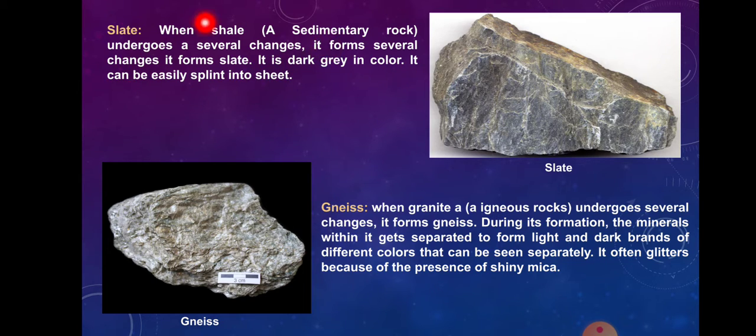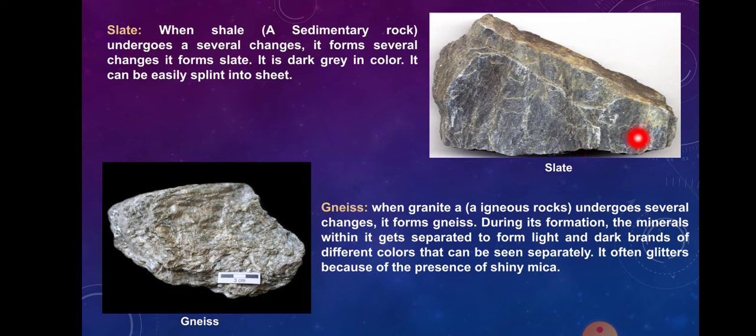Slate is also formed from shale, a sedimentary rock. Shale is formed from the gathering of clay. The fine clay forms many different layers, and from those the shale is formed. When shale undergoes several changes, it forms slate.